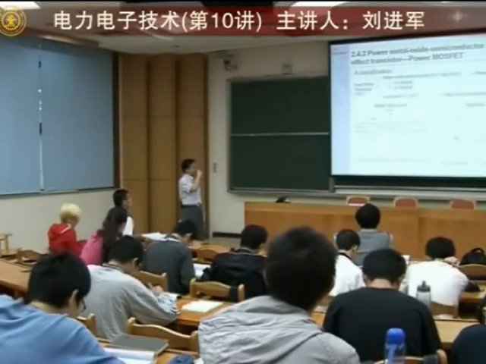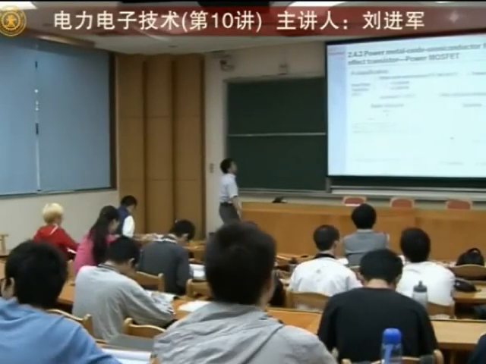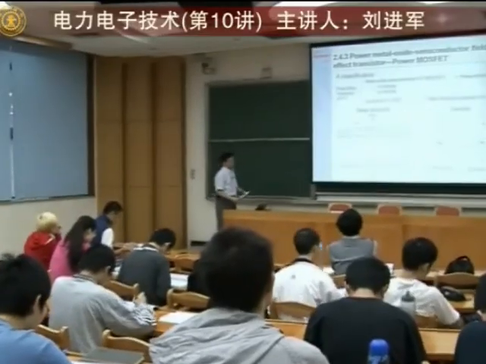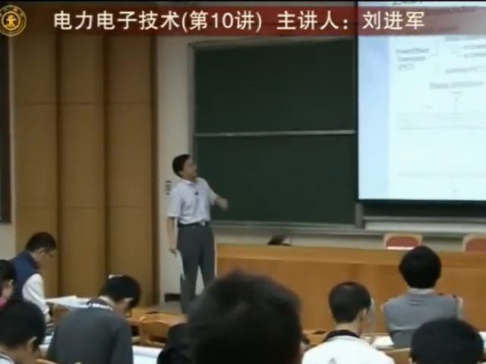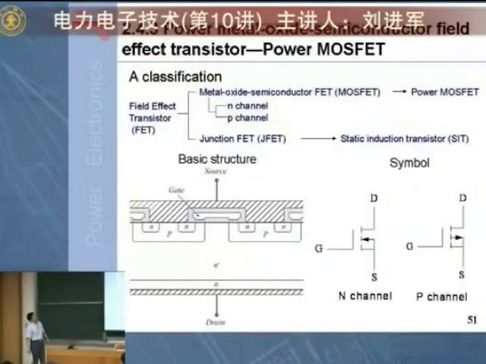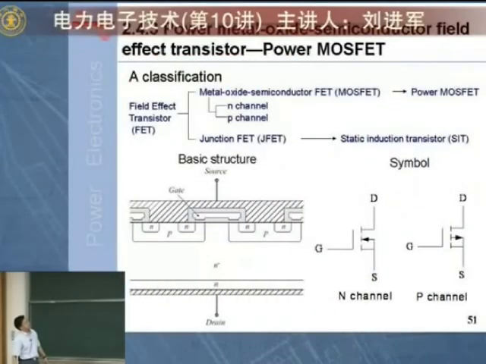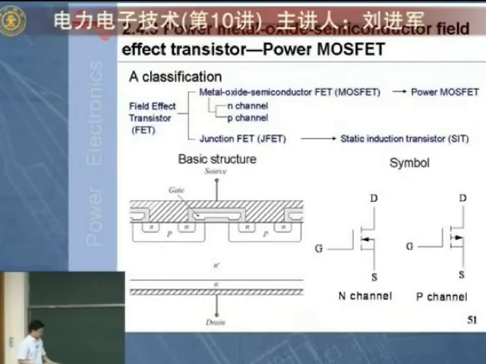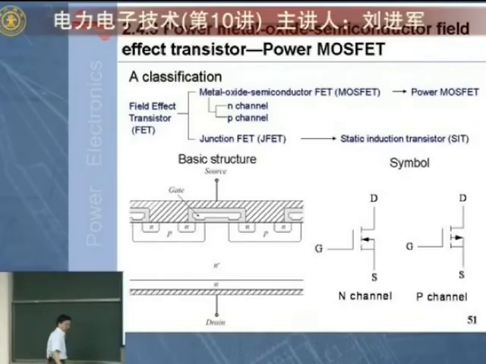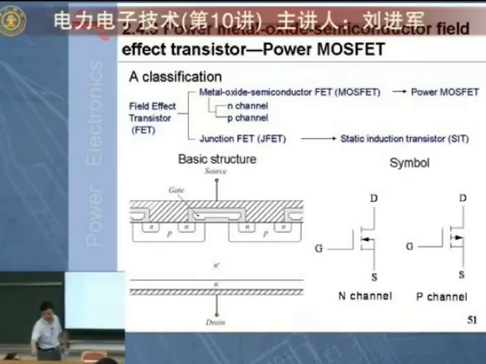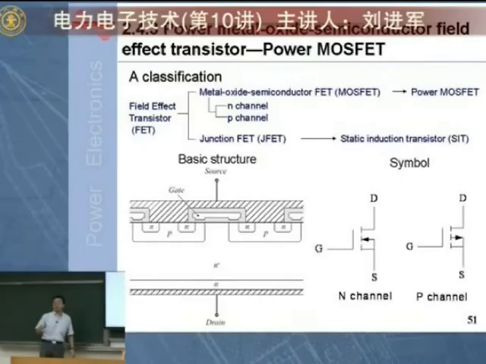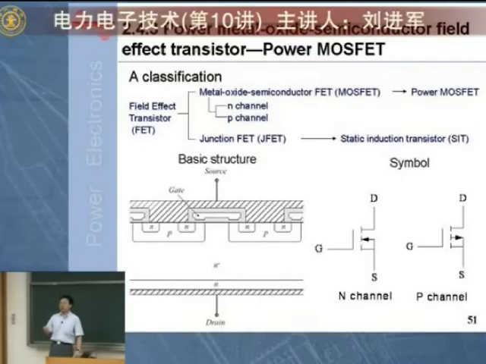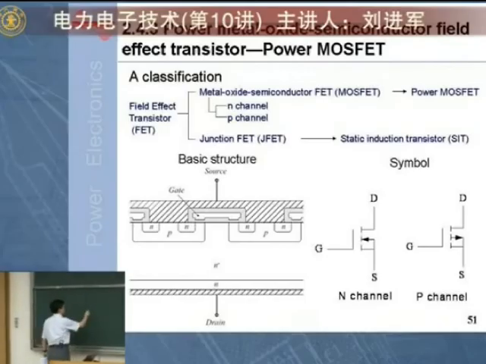Power MOSFET, as I mentioned, is actually coming from the similar devices from information electronics. We have learned MOSFET. Actually, if we talk about FET, field effect transistor, there are two types. One is MOSFET, the other one is junction FET.